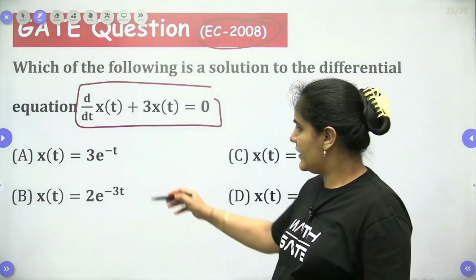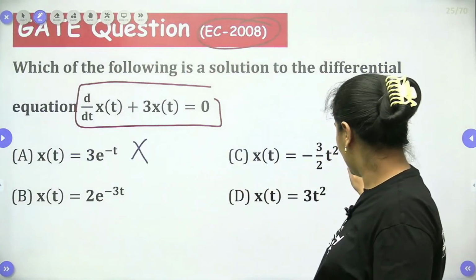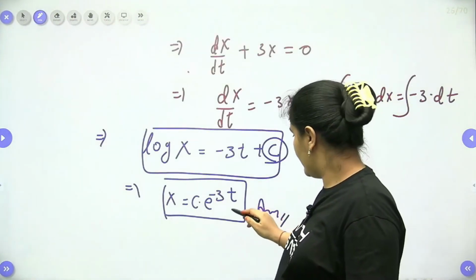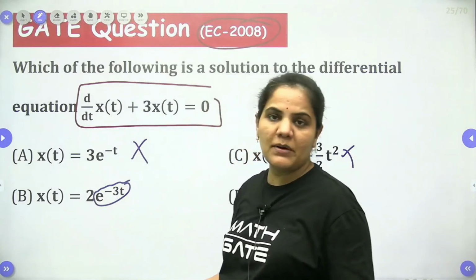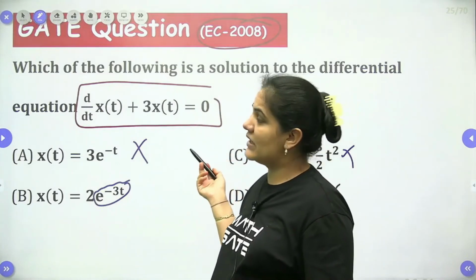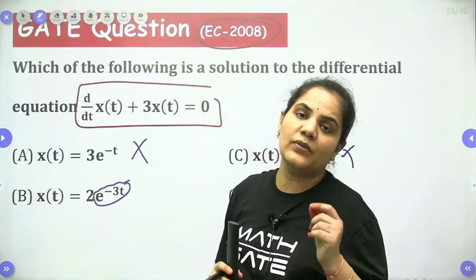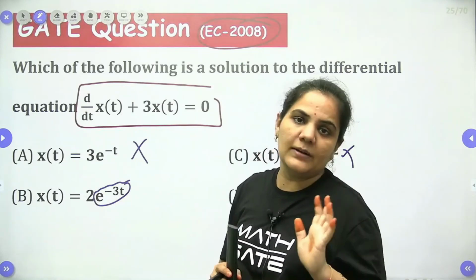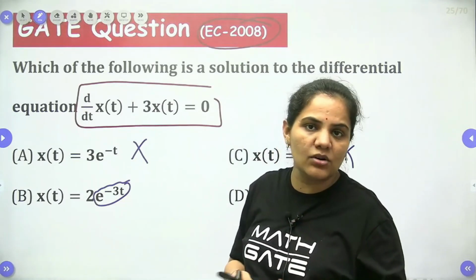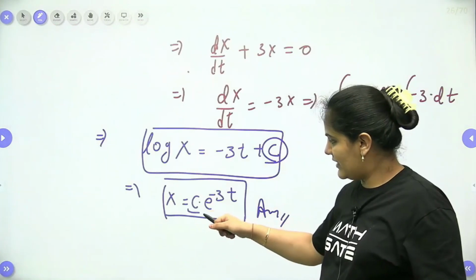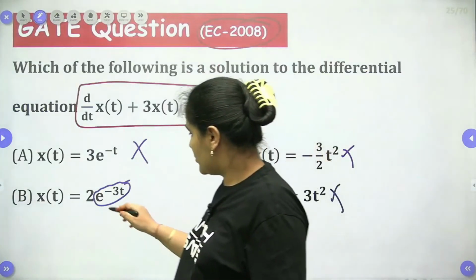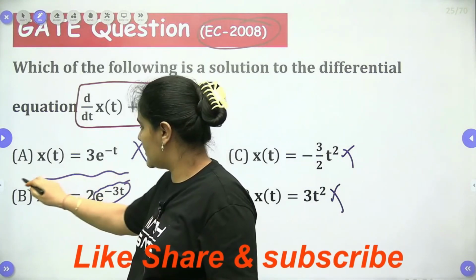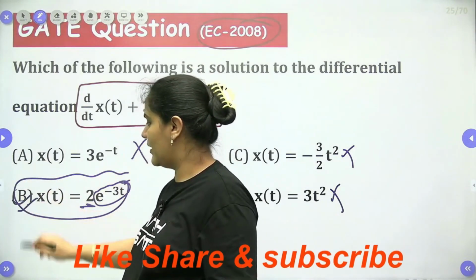Let's look at the options. It is not t square; we have e to the power minus 3t. So here only we have e to the power minus 3t. Although in the question we don't have any condition to find the constant term, so we are not able to find it, and we can leave it as c only. So the final answer will be option number B.